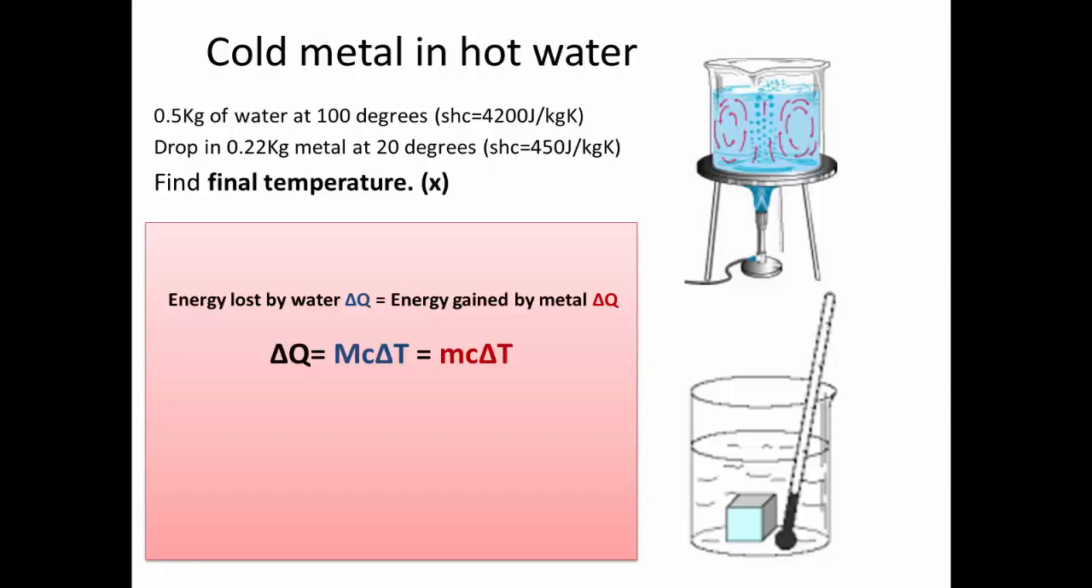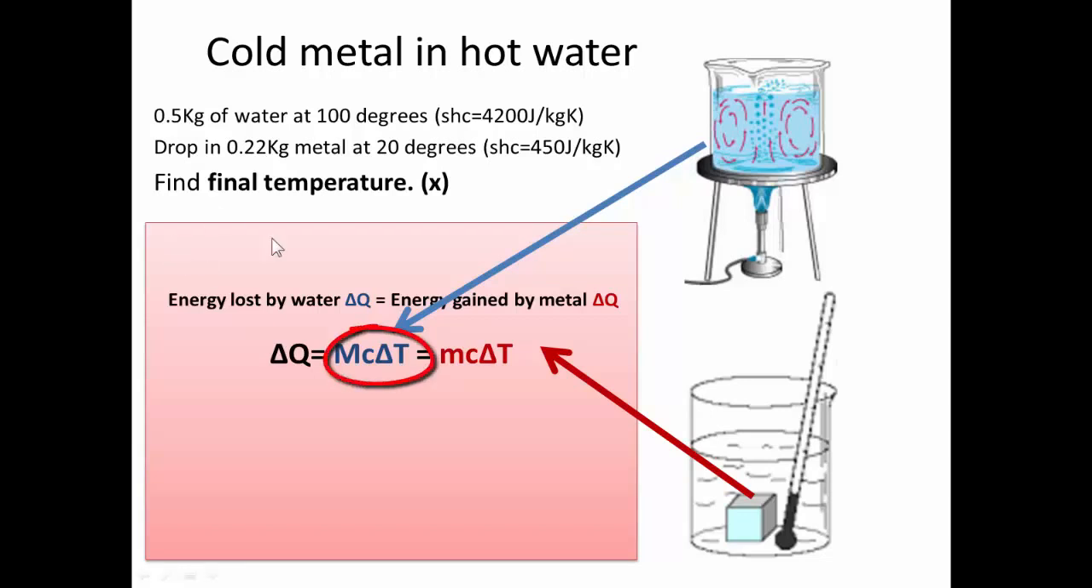So delta Q is equal to mc delta T for the water, which is equal to mc delta T for the metal. Notice that the masses are different, the specific heat capacities are different, and the change of temperature is going to be different for each. This is the energy which is lost by the water. This is the energy that is gained by the metal. We'll put the values in. The mass of the water is 0.5. The specific heat capacity is 4,200. Delta T, we don't know. We'll leave that as delta T for the water just now.